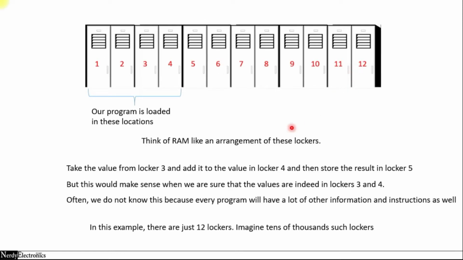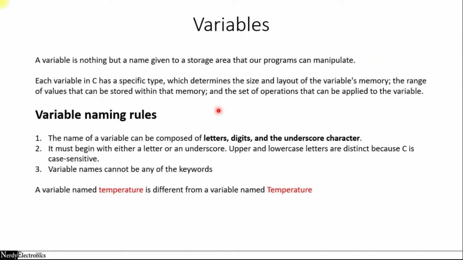So let's say in this example, we have location 3. We can give it a name, let's say number 1. To location 4, we can give a name number 2. So number 1 and number 2 are our variable names.